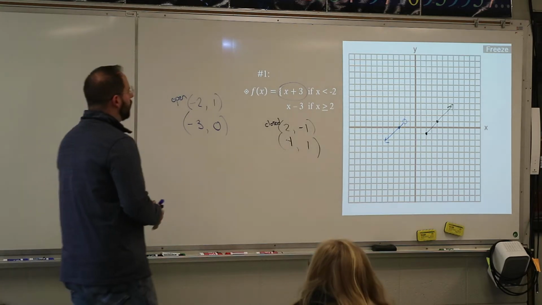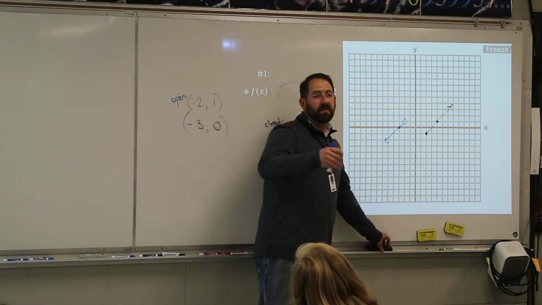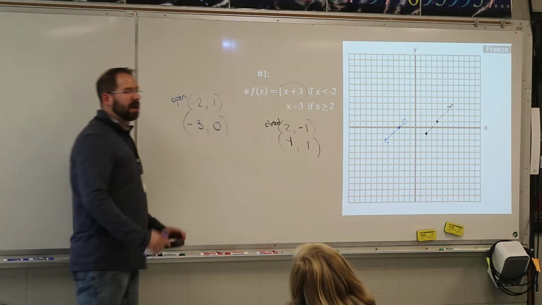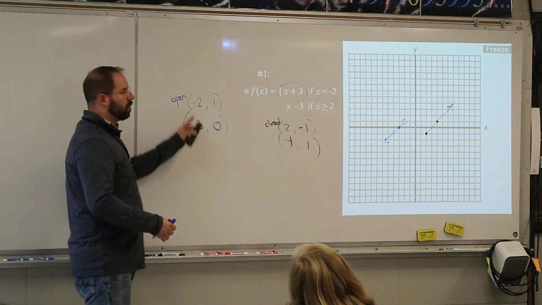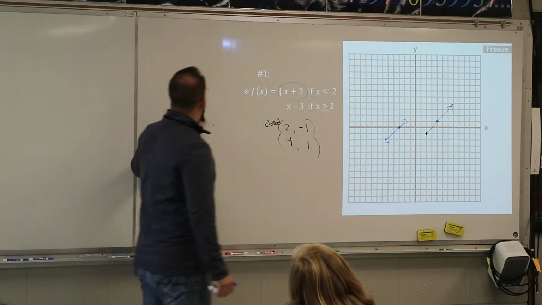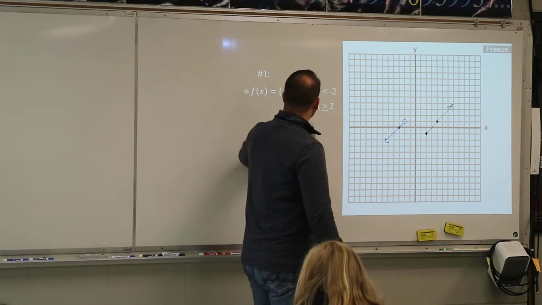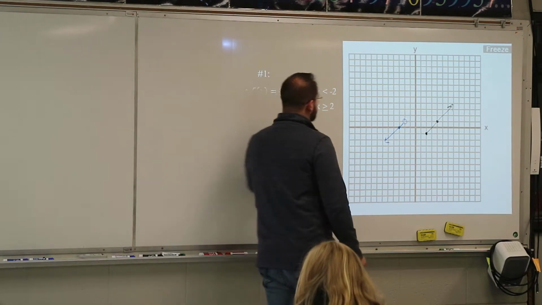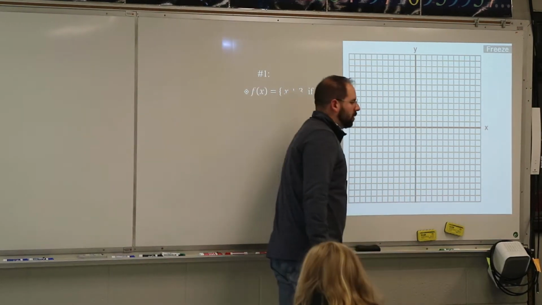But there you go, so there's the first one. Hopefully that's what your graph looks like. If it doesn't, make a quick adjustment. Maybe you went the wrong direction. Maybe you plugged in the wrong numbers. Who knows? All right, the big thing I'm checking for: do you have open circles, closed circles? Are there arrows? That type of thing. All right, let's go to the next one.